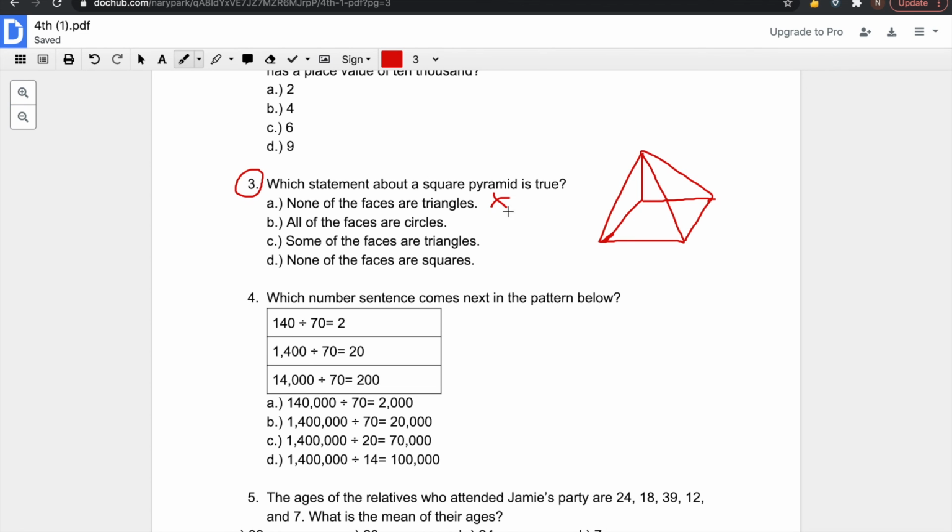B, all the faces are circles. This is also wrong. None of these faces are circles. You cannot see a single circle on this three-dimensional figure. C, some of these faces are triangles. Yes, that could be true, and that is true because you can see here that some of the faces are triangles. 4 of them, in fact, are triangles. Let's go to D, just in case. None of these faces are squares. That is wrong. It is called a square pyramid because its base is a square. So the answer is C. Now, whenever you have one of these questions, just draw out the figure or draw out the problem to make it way easier.